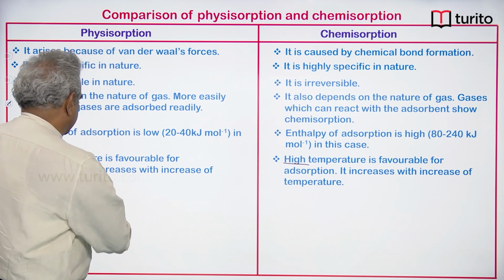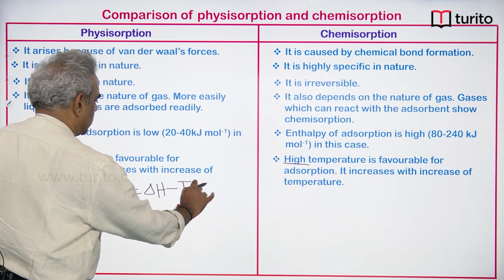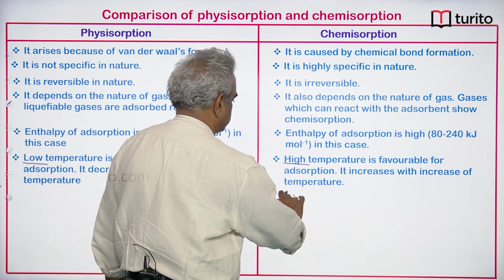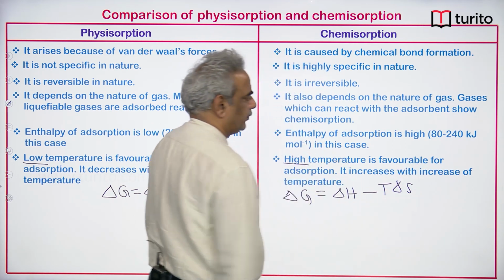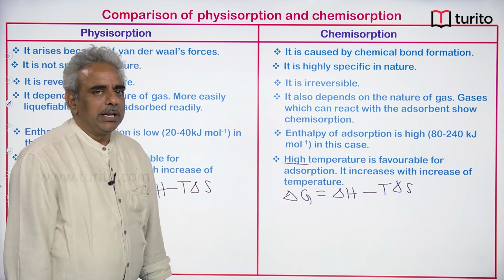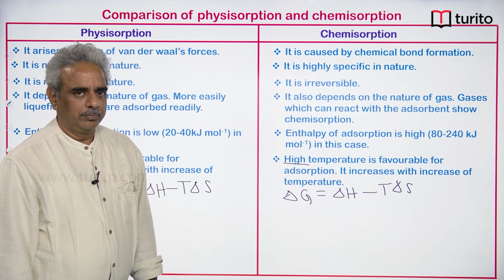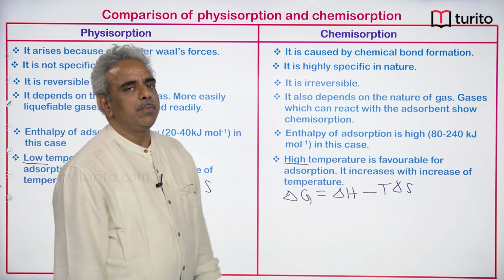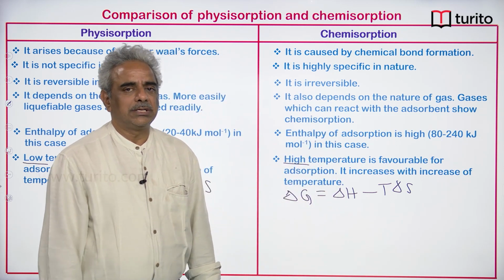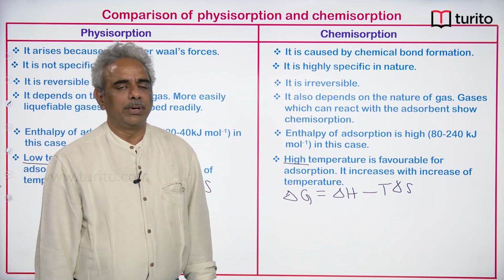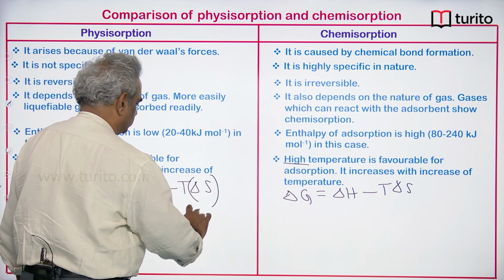So, when can delta G be negative? Delta G is equal to delta H minus T delta S. Here also delta G is equal to delta H minus T delta S. And I told you pretty clearly in the beginning, delta S is negative for adsorption phenomenon. Why is delta S negative? The free molecules are settling on the surface. Free molecules settling on the surface means what? They are losing their entropy. Once they are losing their entropy, delta S is negative.